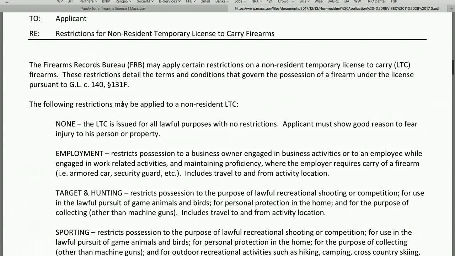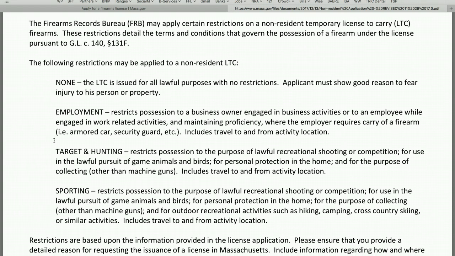So right here is the type of restrictions, right? The following restrictions may be applied to a non-resident LTC. This also applies to regular residents too. A lot of people think there's still a Class B. There is no Class B LTC anymore. All right? They're not issuing those anymore. The only ones that are active are the ones that have already been issued and they're just waiting for them to die out. All right, so you can take the time right here to read the type of restrictions that you can have.